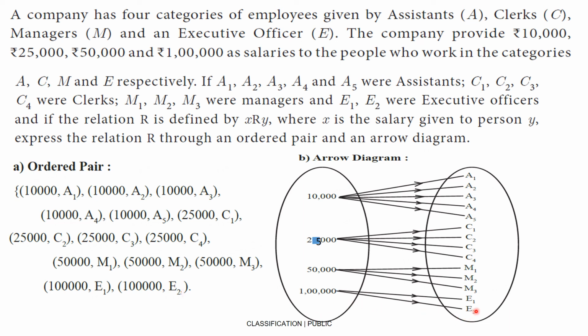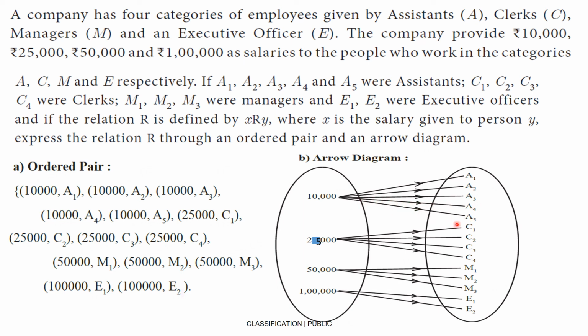So our question is: R is defined by X related to Y, where X is the salary given to person Y. We have to express the relation R through an ordered pair. So it's easy only. The ordered pairs are 10,000 comma A1, 10,000 comma A2, 10,000 comma A3, 10,000 comma A4, 10,000 comma A5.